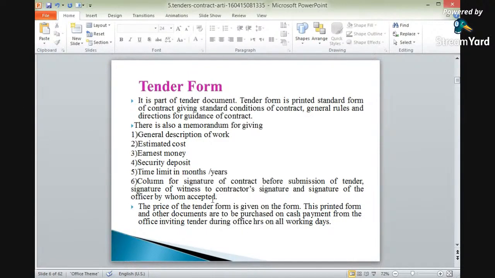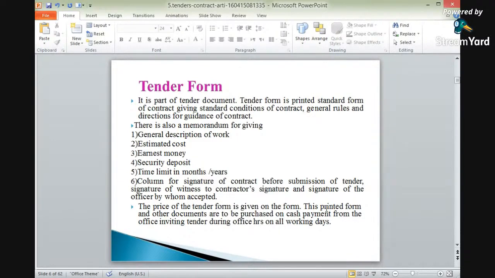Again, there is a column for the signature of the contractor before submission of tenders. There will be a column in which the signature will be given, along with the signature of a witness to the contractor's signature and the signature of the officer by whom it is accepted. We have to sign with the various authorities, such as the contractor, the witness to the contractor, and the officers.